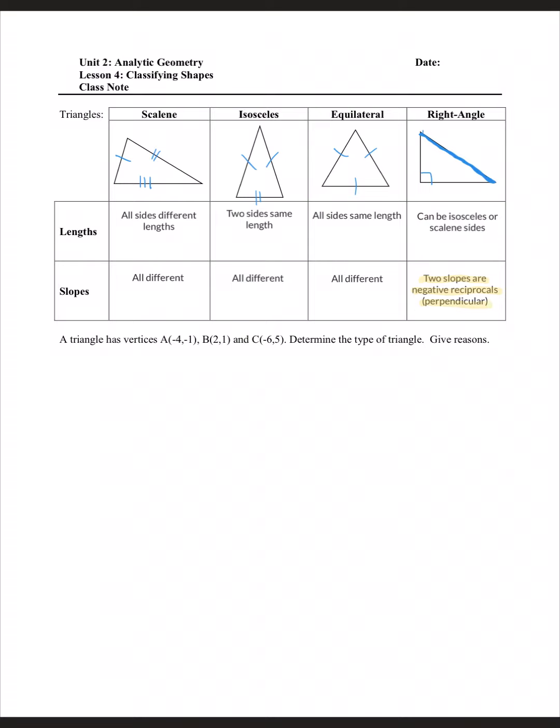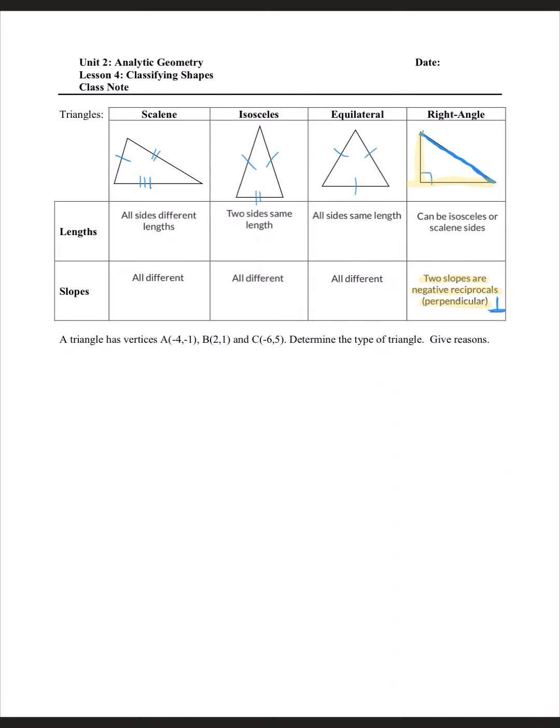I just want to remind you that in math we represent something being perpendicular using this math symbol that looks like an upside down T. If we point out this side and this side, they're perpendicular to each other, so they're going to have negative reciprocals of each other.